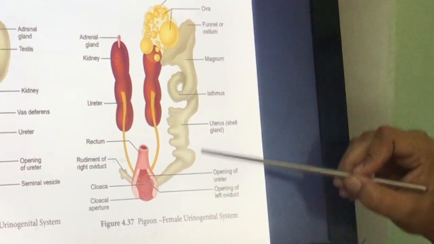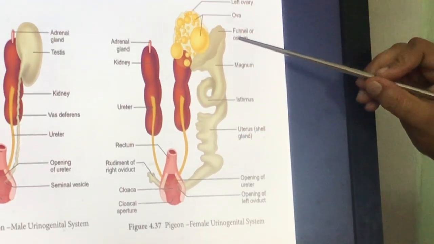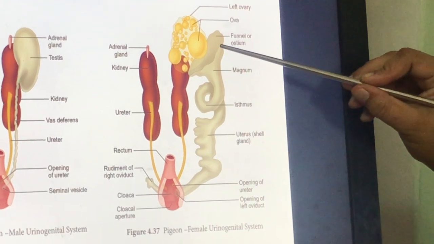Now we start with the second part, which is called the oviduct. The oviduct is divided into various regions.